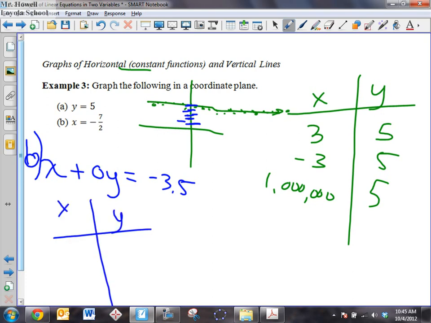Take a value for y. It doesn't matter what it is. What do you get for x, Nick? So I pick a 2. I'm going to get negative 3.5. Pick a 7. I'm going to get negative 3.5. Pick a million. I get negative 3.5. So x is always negative 3.5. So if I were to graph that one, I'd go over 1, 2, 3, 4, and go in between there halfway. I put a dot. I put a dot. I put a dot. Another dot. I keep putting all these dots up and down. And what I get is a vertical line.